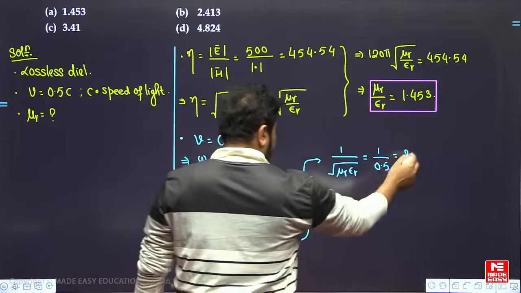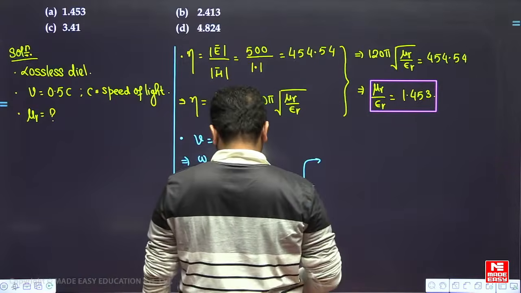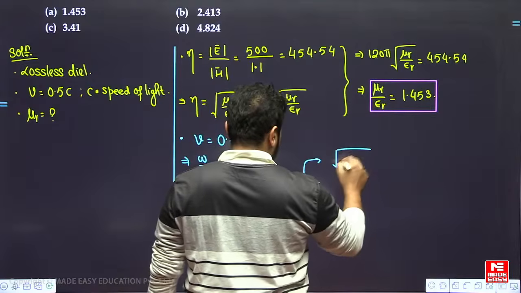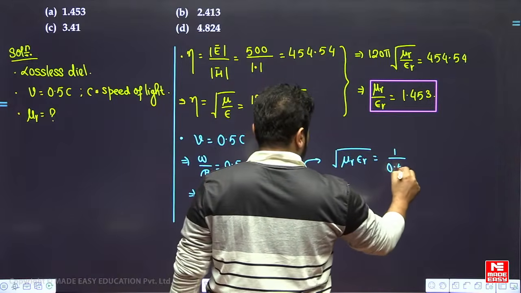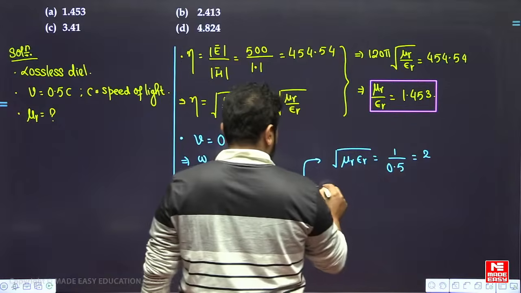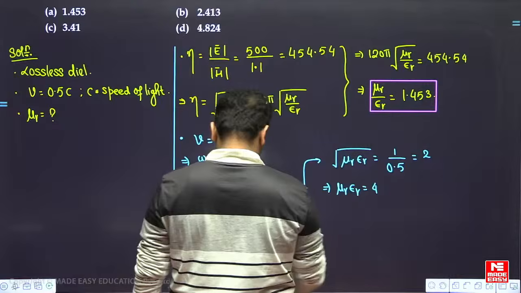One second, I have written it wrong. So from here I can say that root under mu r into epsilon r is equal to 1 by 0.5, which is equal to 2, right. So what is the value of mu r into epsilon r? This is equal to 4, right.